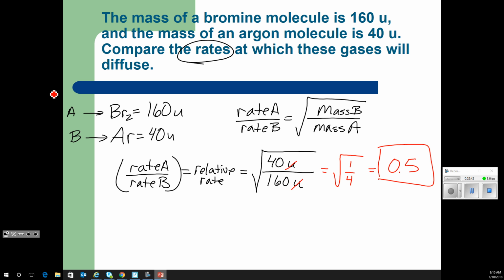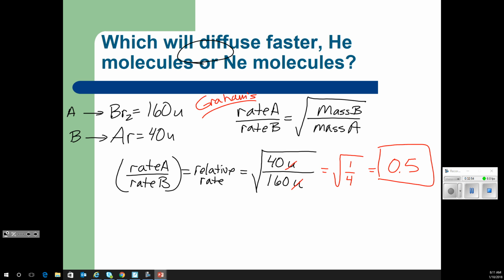That's just the law. This is Graham's law. It switches. So just remember, if it's on the top for the rate, it's on the bottom for the mass. It just flips. Okay? All right, going to another one.